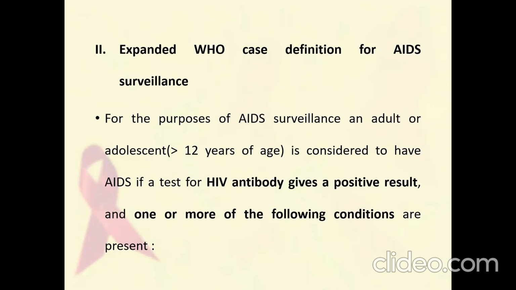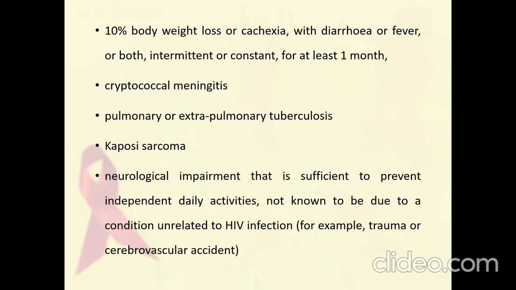Then expanded WHO case definition for AIDS surveillance. For the purpose of AIDS surveillance, an adult or adolescent more than 12 years of age is considered to have AIDS if a test for HIV antibody gives a positive result and 1 or more of the following conditions are present, like 10% body weight loss or cachexia with diarrhea or fever or both, intermittent or constant, for at least 1 month.